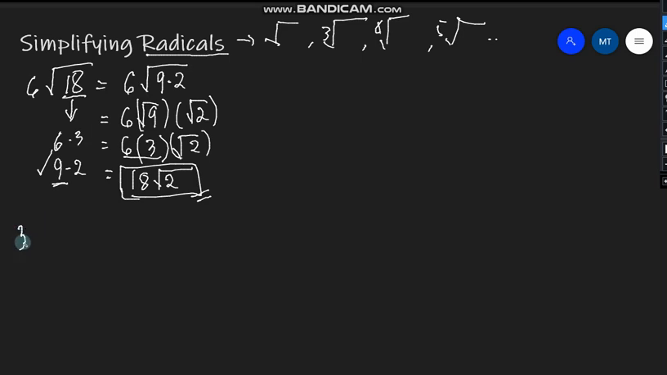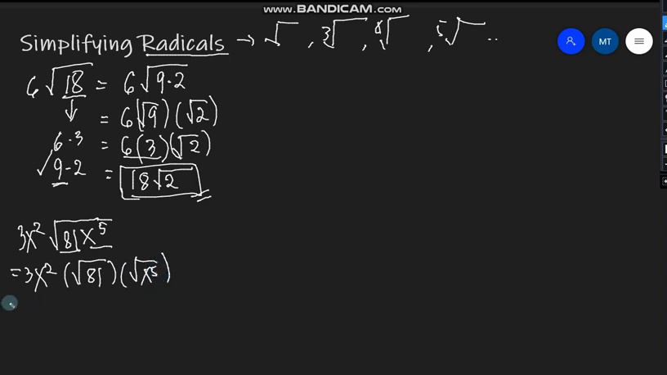Now, what if we add variables on it? Say 3x squared square root of 81x raised to 5. So how do we solve this one? Let's separate your 81 and x raised to 5. So that is 3x squared times square root of 81 times square root of x raised to 5.